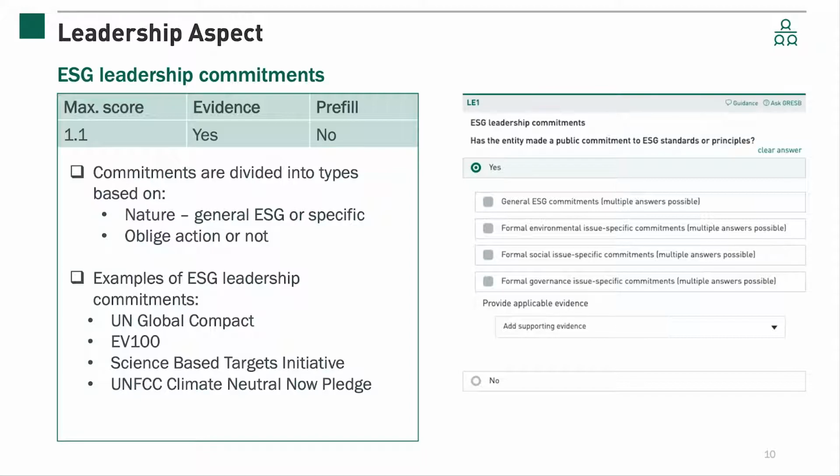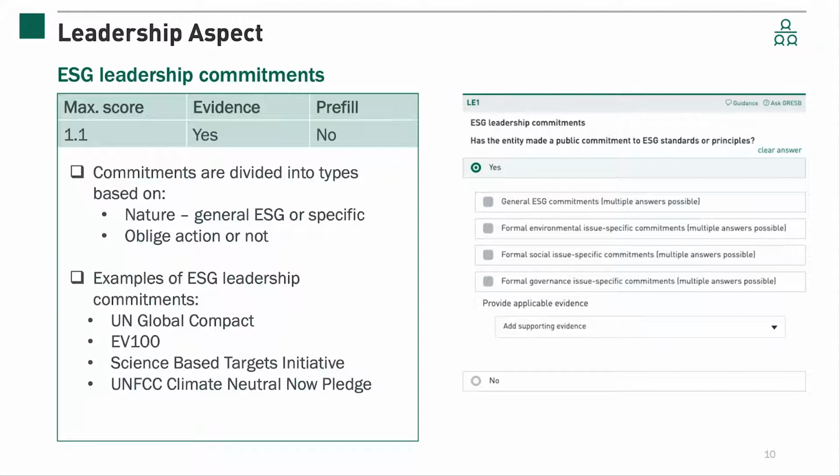This indicator is worth 1.1 points. Evidence is required for this indicator, which will also be validated. A validator will check whether the commitments selected exist in the evidence provided. If the entity participated last year, the indicator will pre-fill with last year's commitments. In this case, review the response and/or evidence carefully because circumstances may have changed.